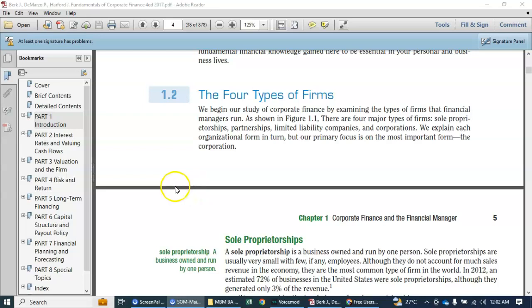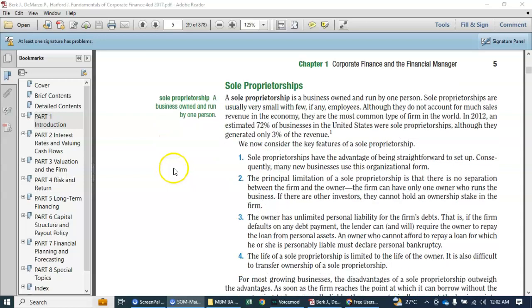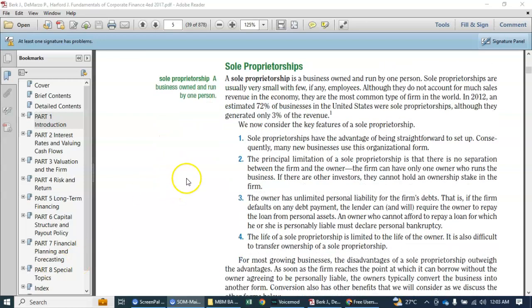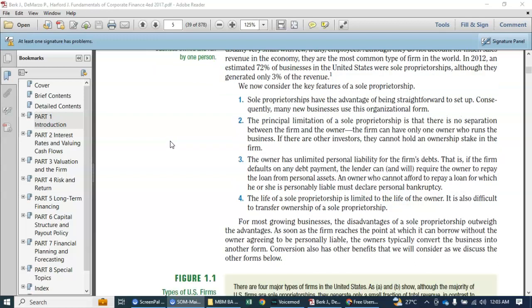Now, there are four types of firms we are going to discuss. First is the sole proprietors. In order to start, it's easy for us to start with the sole proprietor compared with the others because it's really very straightforward. So this is one of the advantages. The second is not really an advantage, but there is no separation between the firm and the owner, so if there are some investors in that business, they have no ownership in that particular business.